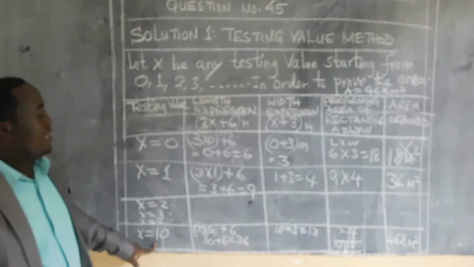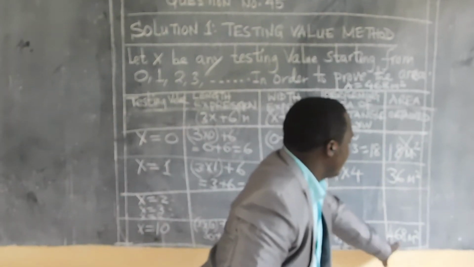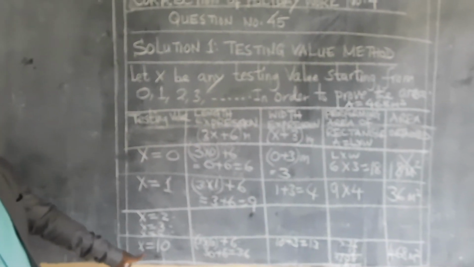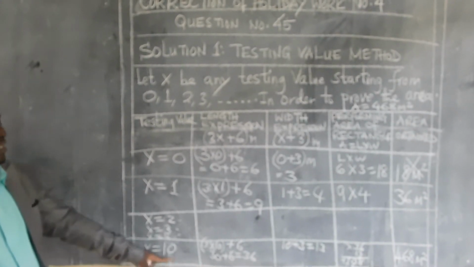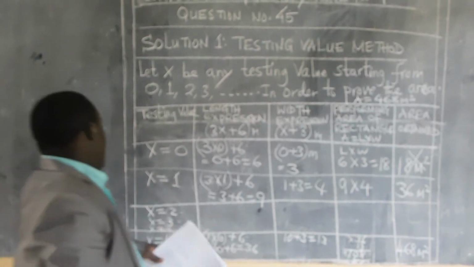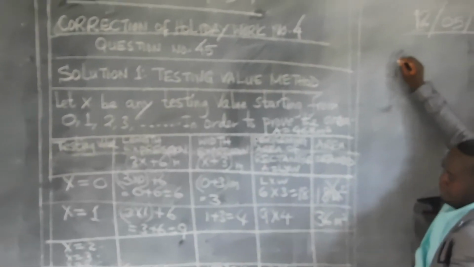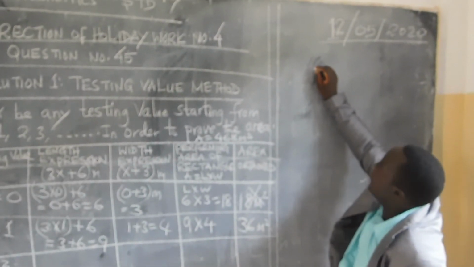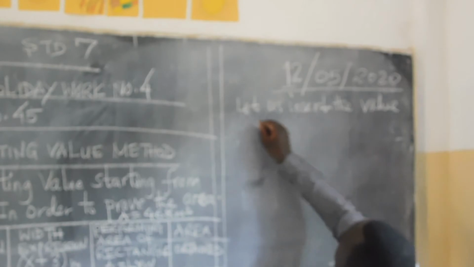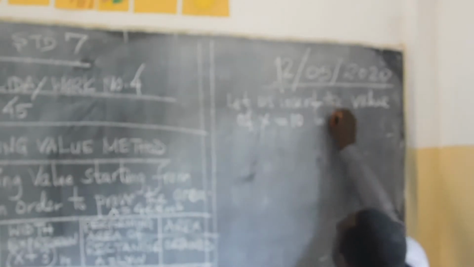So with value 10, the area we get is 468. So we can prove and say that letter x is valid as 10, which is going to give us the true area given. So after having proved that x now is 10, therefore, let us insert the value of x, which is equal to 10, in the expressions.